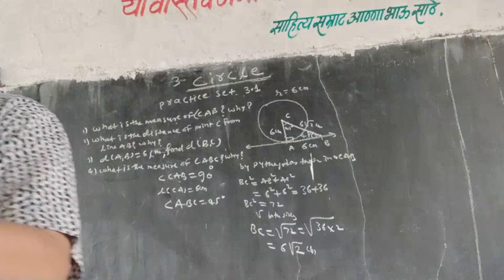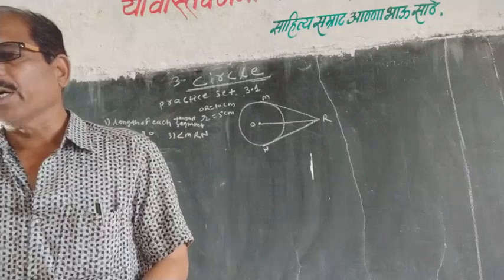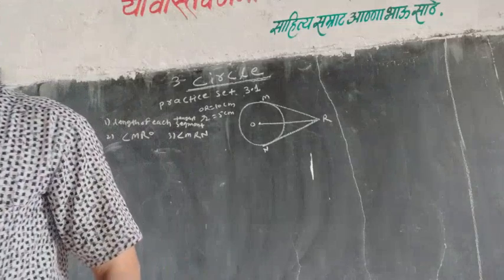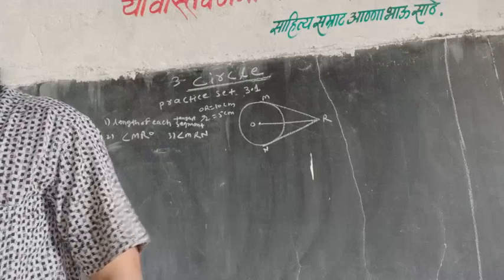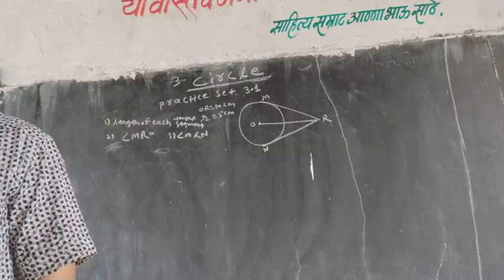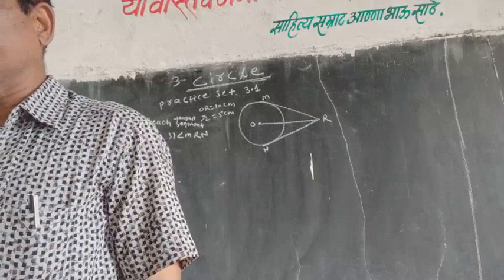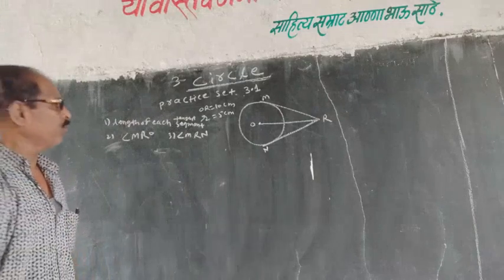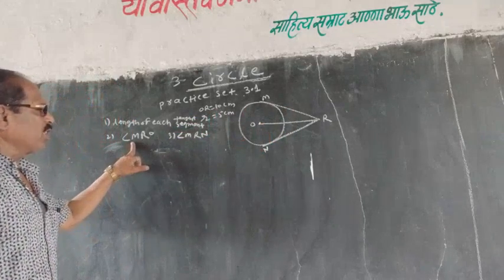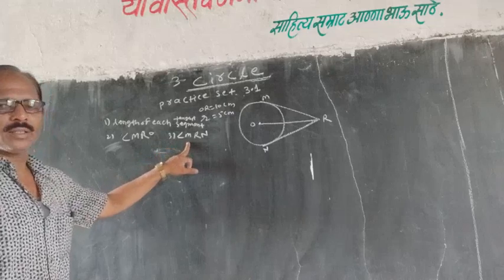Then we can solve question number 2. In the adjoining figure, O is the center of the circle. From point R, segments RM and RN are tangent segments touching the circle at M and N. If OR is equal to 10 cm and the radius of the circle is equal to 5 cm, then what is the length of each tangent segment? Second, what is the measure of angle MRO and what is the measure of angle MRN?